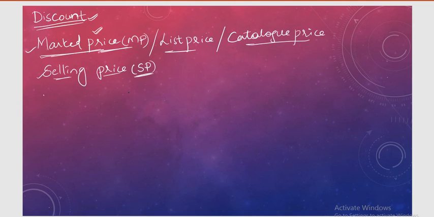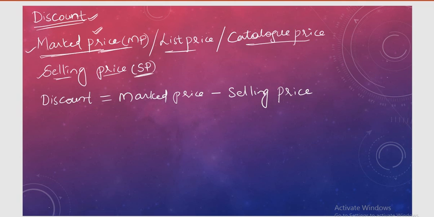Now, first of all, what is meant by a discount? You have understood the discount definition. The formula for discount is market price minus selling price. So discount is given by market price minus selling price. In short, we can write it as D is equal to MP minus SP.